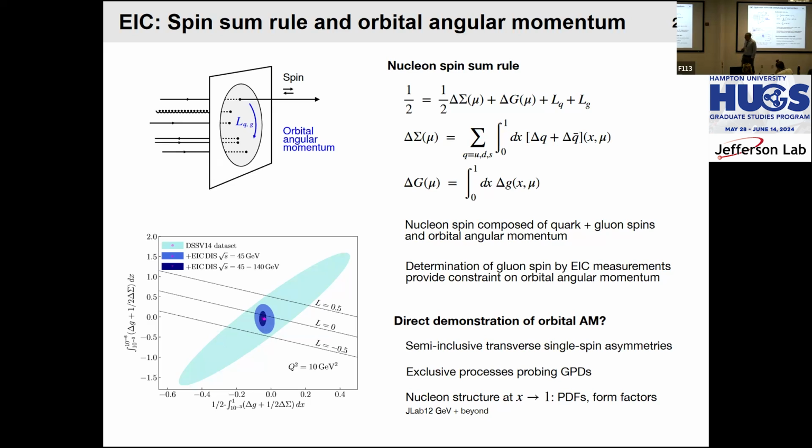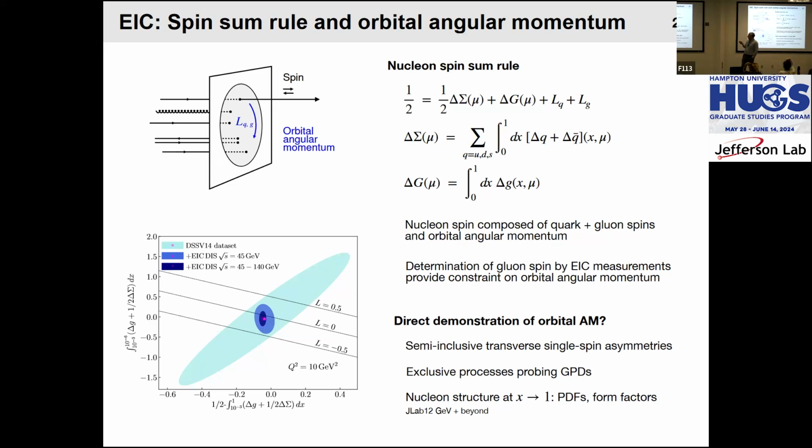And this raises another very interesting question, which is what about direct demonstrations of partonic angular momentum? So can we see some observables that are directly proportional to the orbital angular momentum content in the wave function? And the answer is yes. This is possible through essentially two lines of measurements. One is semi-inclusive transverse single spin asymmetries, and the other is so-called exclusive processes probing generalized parton distributions. And we'll see examples of these in the following.